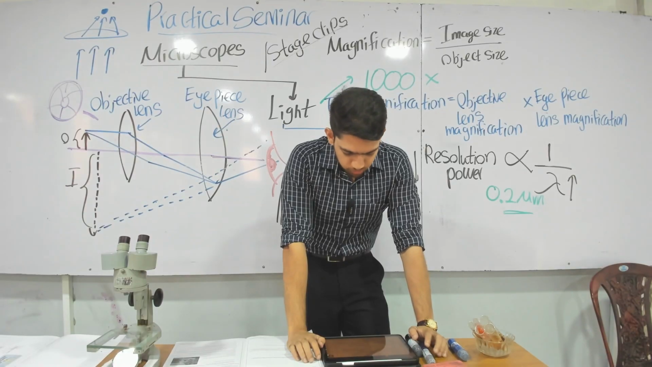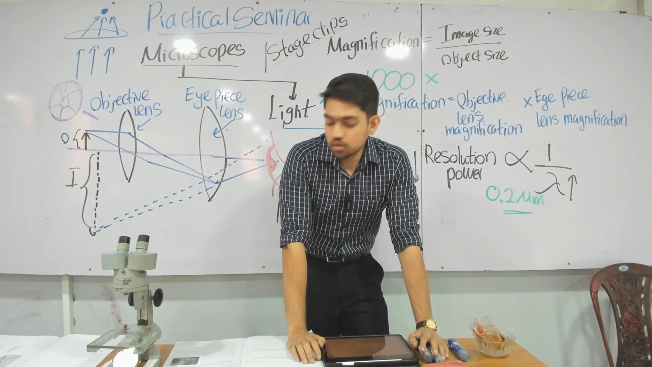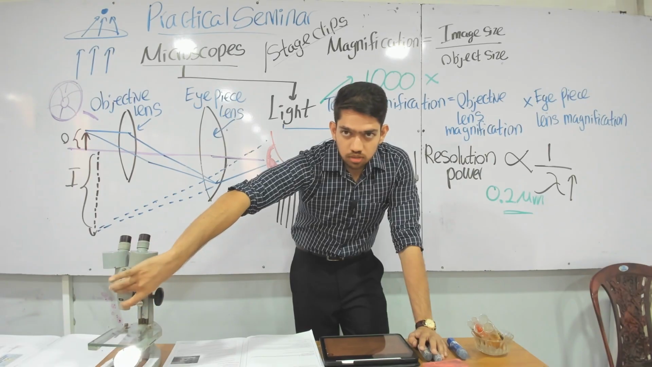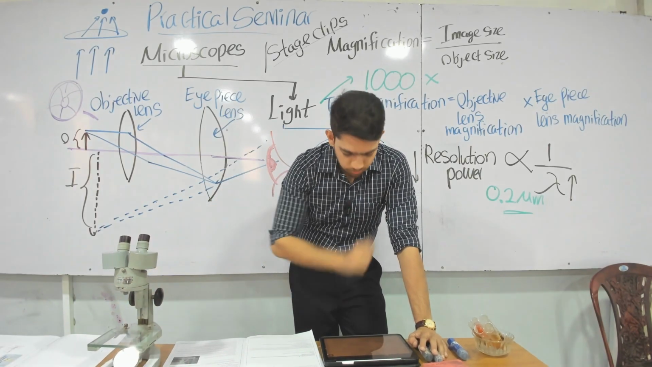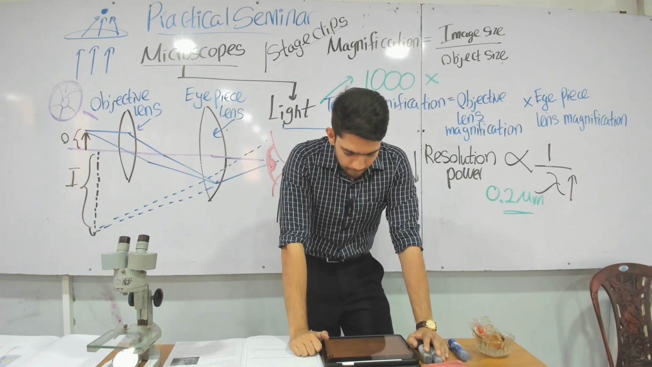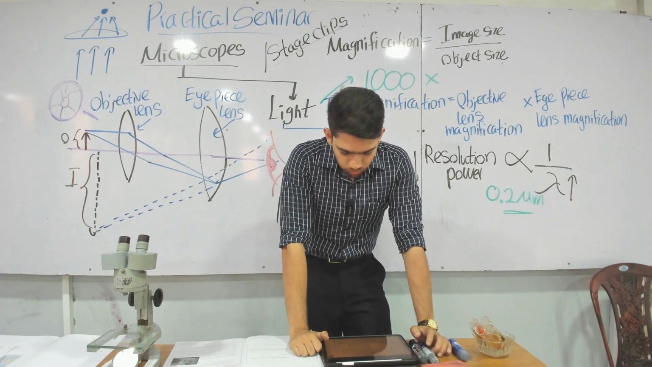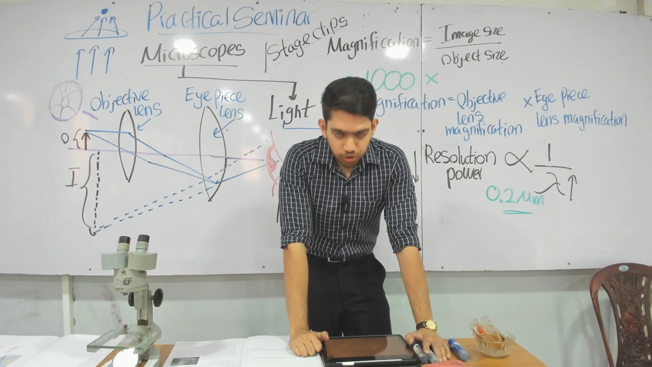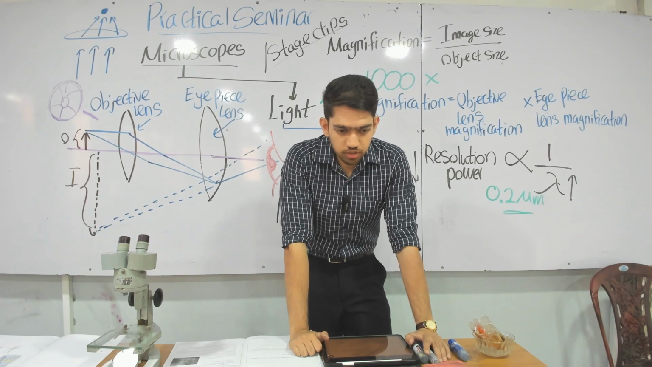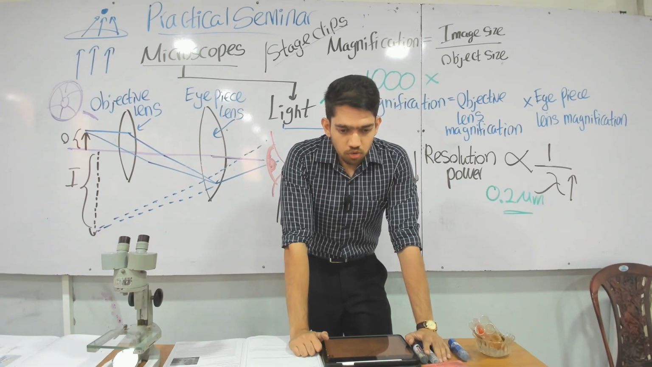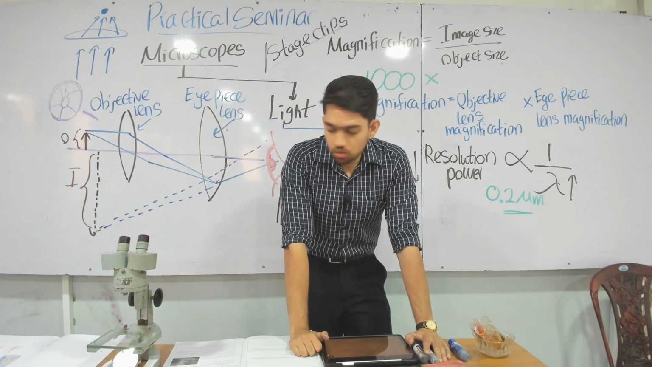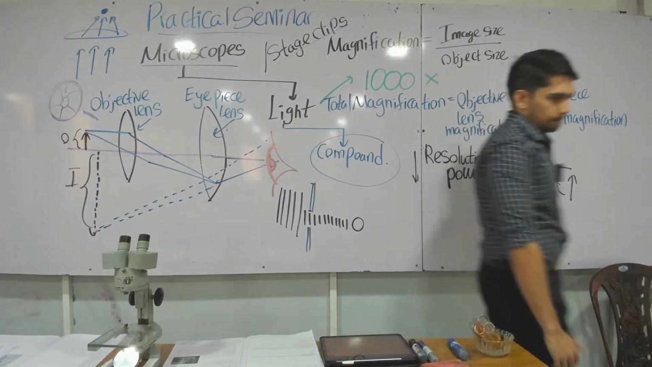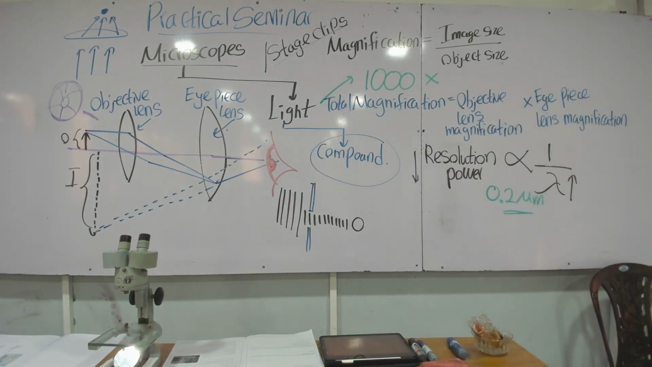Then the revolving nosepiece. This is the nosepiece. It holds all these objective lenses. Write down: allows changing of objective lenses of different magnifications.